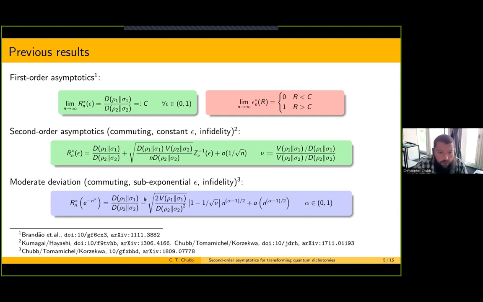You get a sort of similar expression, right? You have this constant rate. You have some correction now, which scales like n to this stuff. Okay, the exact expression here doesn't matter, but these two regimes were looked at. Again, commuting, infidelity, the main limitations there.